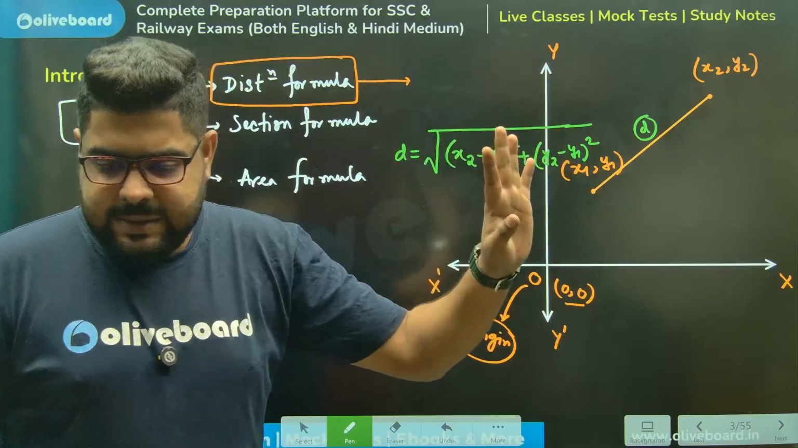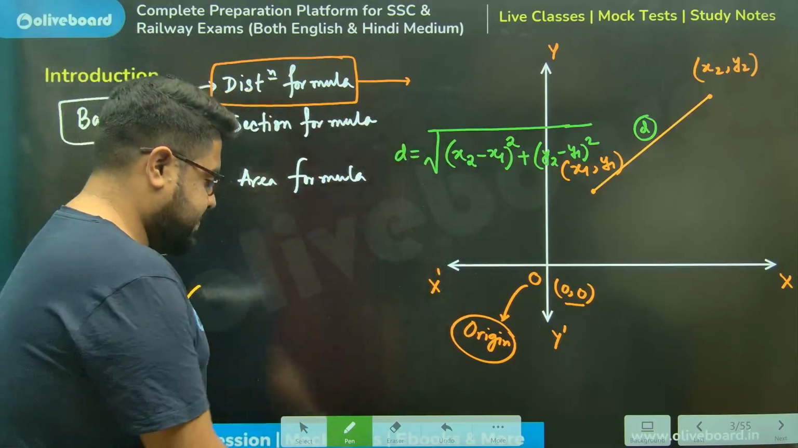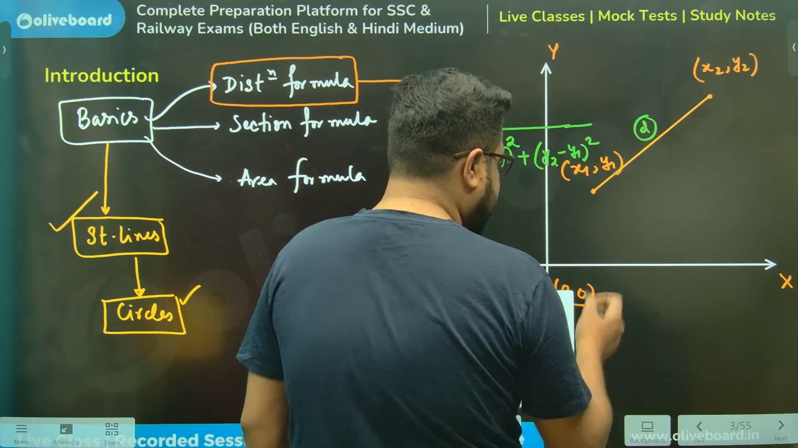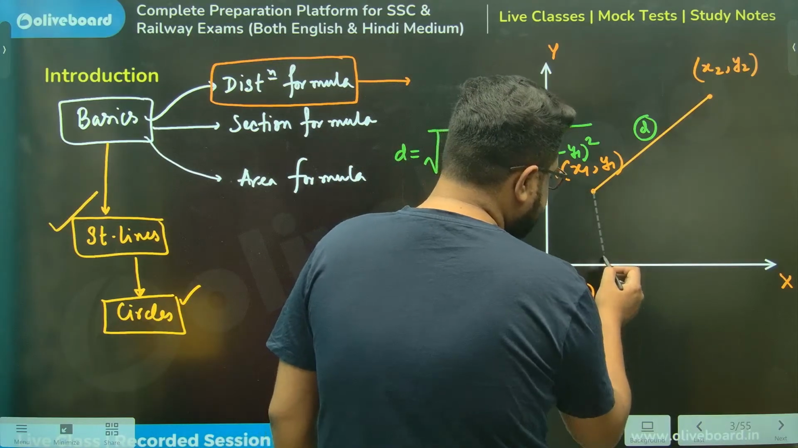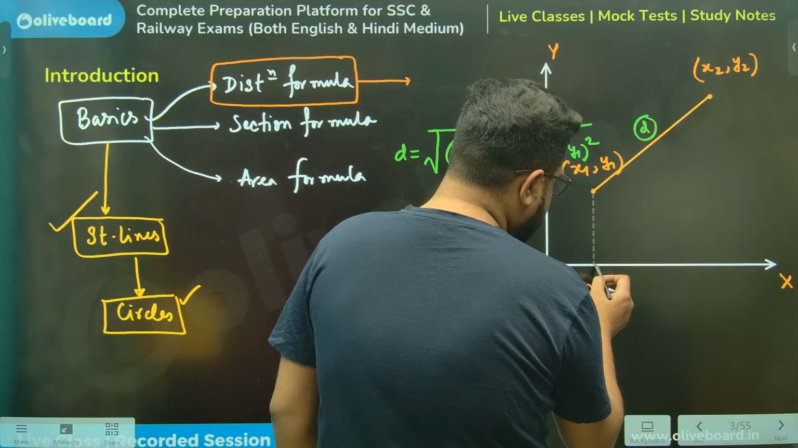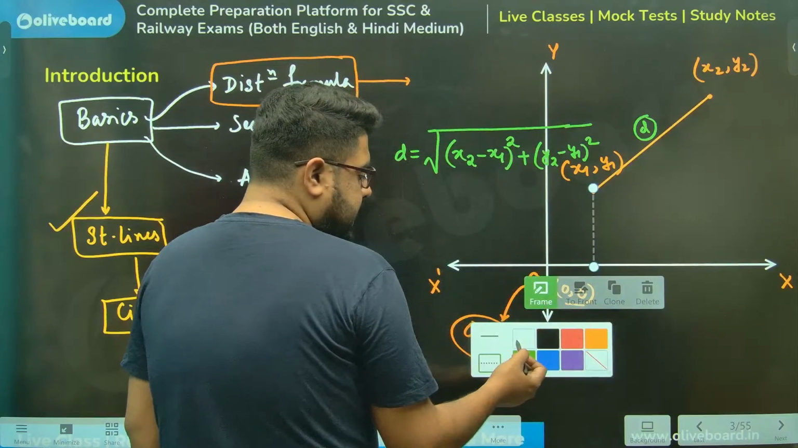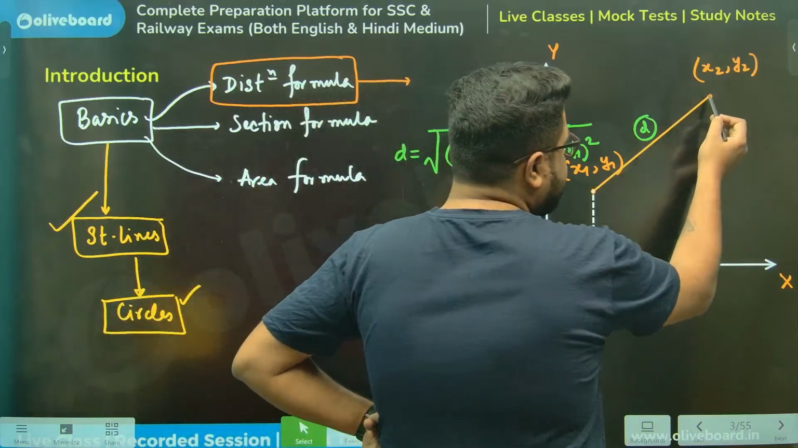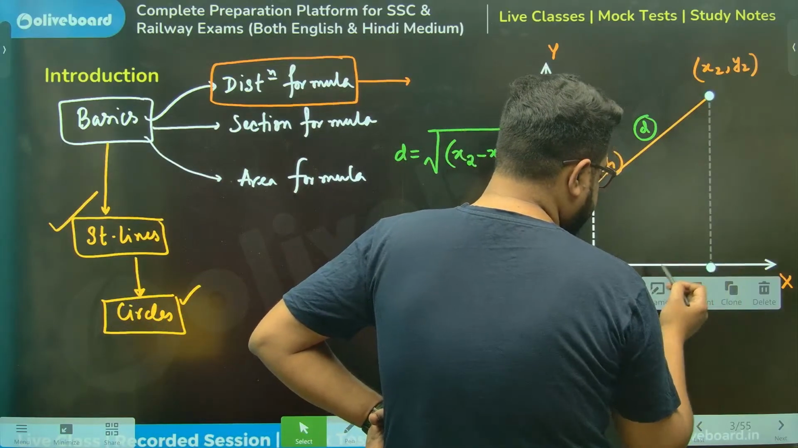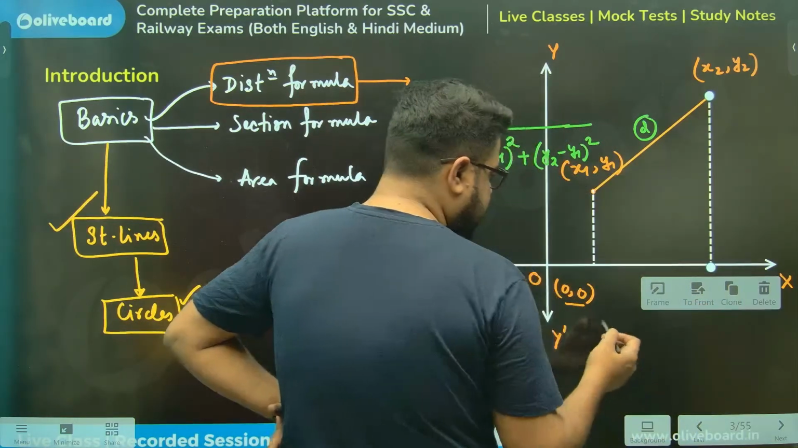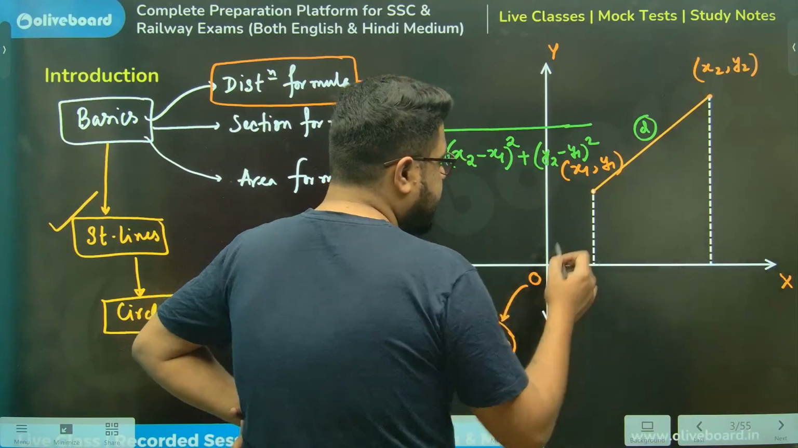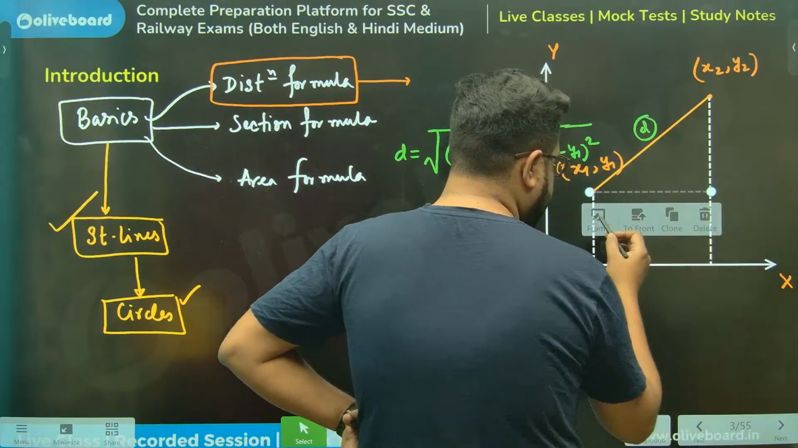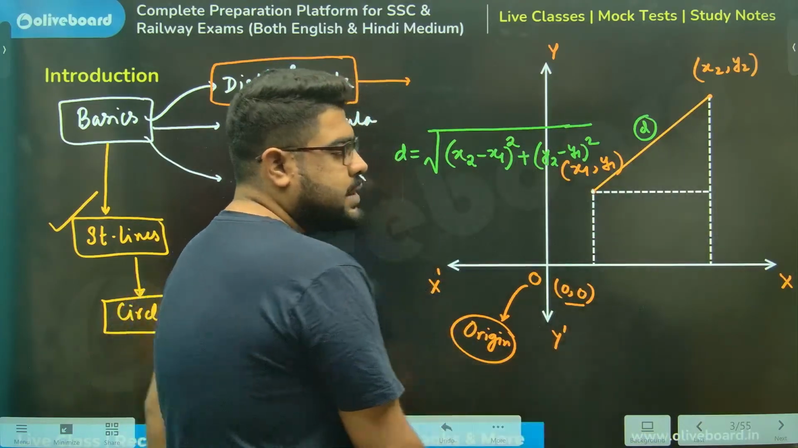100% clear? Now, sir, how does it come? Again, as I told you, I'll show you one proof. Let's just drop a perpendicular here. Another perpendicular from here. Another perpendicular I'll drop from here. Everyone agrees? This is what I've done.